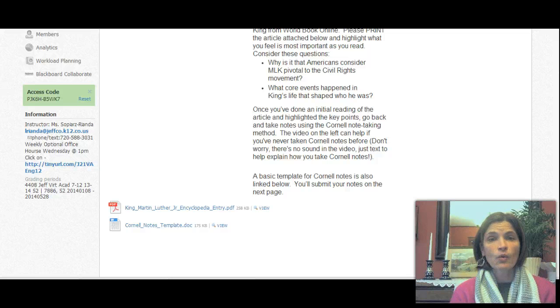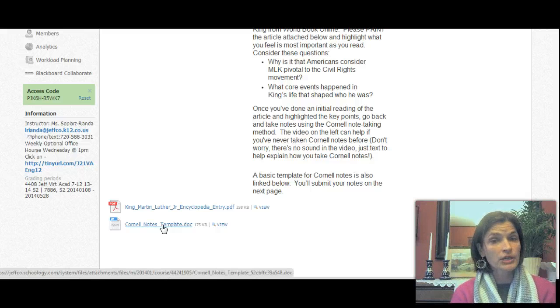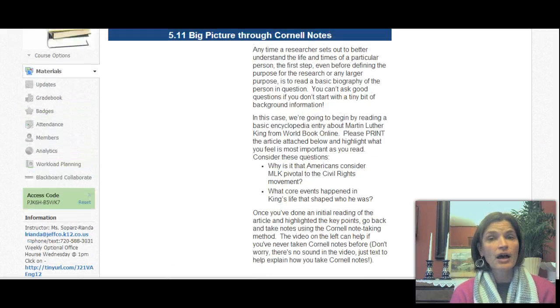And then while you are reading that, you will be taking notes using the Cornell notes. And there's a template right here that you will be using to take down your notes. And you're going to be submitting it here on the next page. Here, it's missing right now, but there will be a video on how to take Cornell notes.